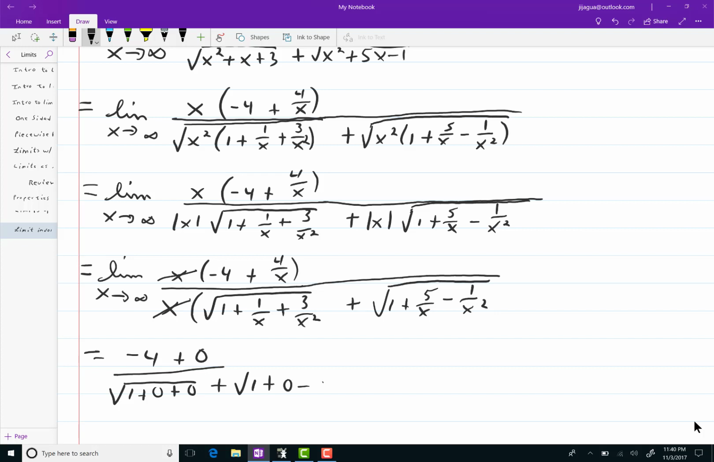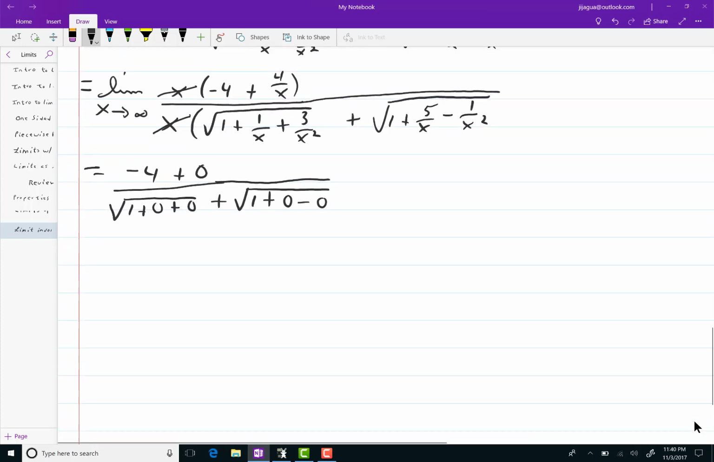So I have negative 4 plus 0 in the numerator, and that's divided by the square root of 1 plus 0 plus 0 plus the square root of 1 plus 0 minus 0. This all works out to negative 4 over 2, which is negative 2.